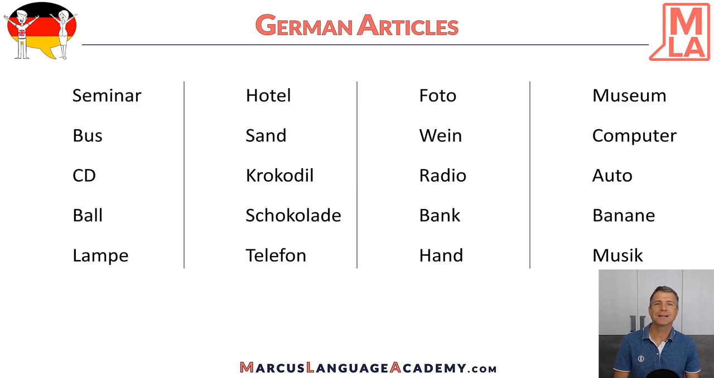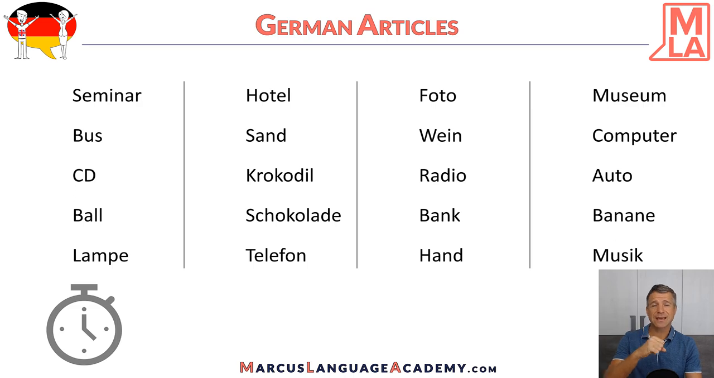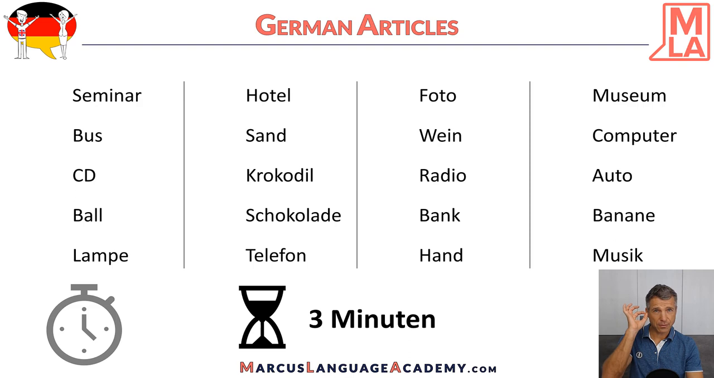First of all, we will have a little test without knowing my trick. So here you have 20 words, and I would like you to now try to remember those nouns with their corresponding article. I will give you 3 minutes, so please get a stopwatch, get your phone where you can mark the time, because I will show you the articles and then you have 3 minutes to memorize them. So you will pause the video, stop the time, and after 3 minutes you press play again. So remember, 3 minutes.